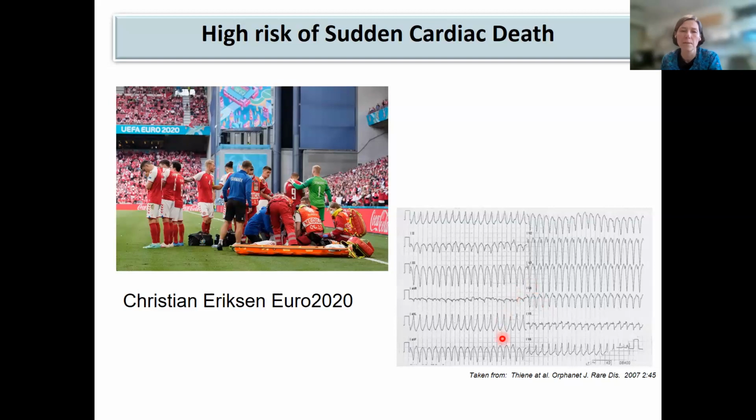Why are cardiomyopathies important? I think everyone knows they are associated with a high risk of sudden cardiac death. Christian Eriksen, who collapsed during the Euro 2020 match, is a prominent example. And I sometimes make the joke, when people ask me what I do for a living, that I work on football players dropping dead. What causes these sudden cardiac deaths are ventricular arrhythmias that can be life-threatening.